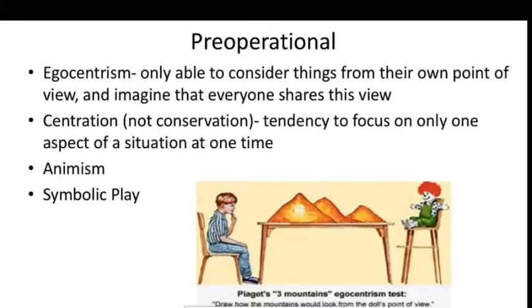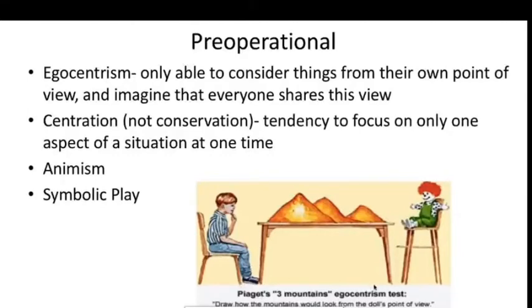The second stage here, which we call the pre-operational stage, has different characteristics in your child. The first one would be egocentrism. The child is only able to consider things from their own point of view and imagine that everyone shares this view. Now, this concept of egocentrism was proven by Piaget when he had this test.